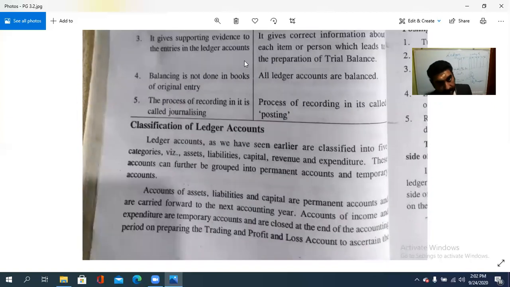Then classification of ledger accounts. Next term. Ledger accounts, as we have seen earlier, are classified into 5 categories. That is assets, liabilities, capital, revenue, and expenditure. So asset item, liability item, capital item, revenue item, and expenditure item. So this, you need to note down.